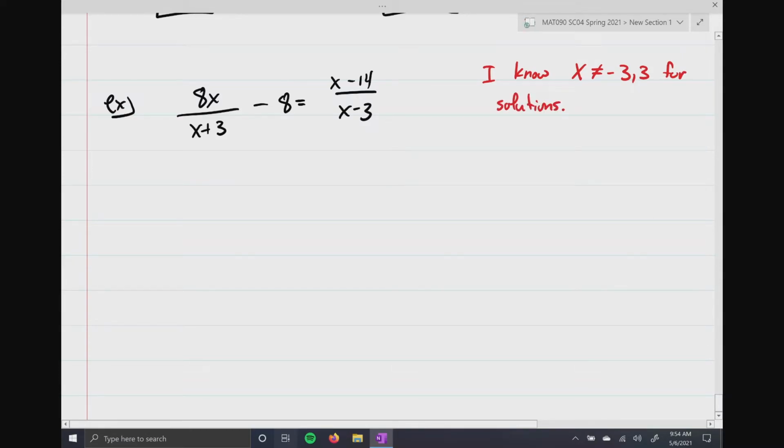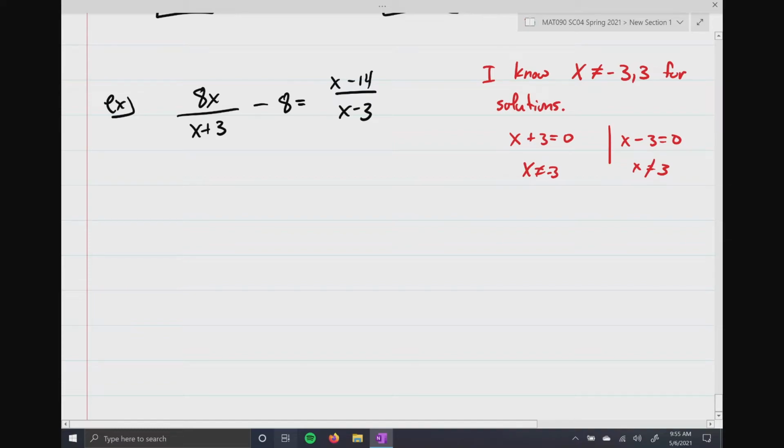I know x cannot equal -3 or 3 for possible solutions. Because remember, I look at those denominators and I see the variable. So all I did in my head was I set each one of them equal to 0, and I solved. And I said, okay, if I come up with -3 or 3, I know I'm not allowed to have that.